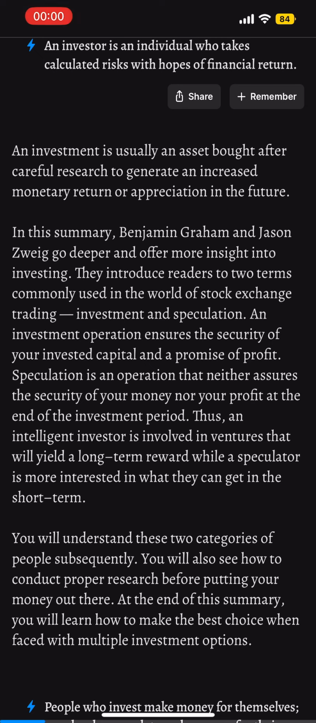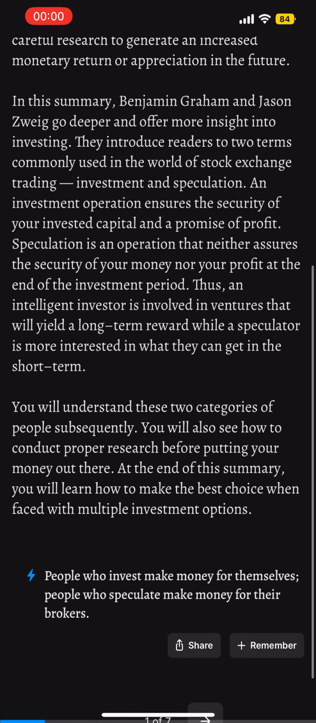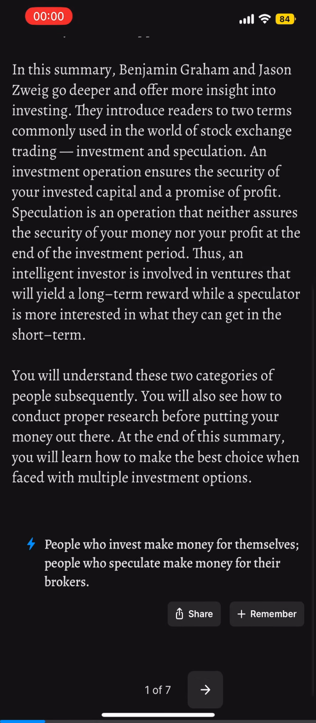An investment operation ensures the security of your invested capital and a promise of profit. Speculating is an operation that neither assures the security of your money nor your profit at the end of the investment period. Thus, an intelligent investor is involved in ventures that will yield a long-term reward, while a speculator is more interested in what they can get in the short term. You will understand these two categories of people subsequently.